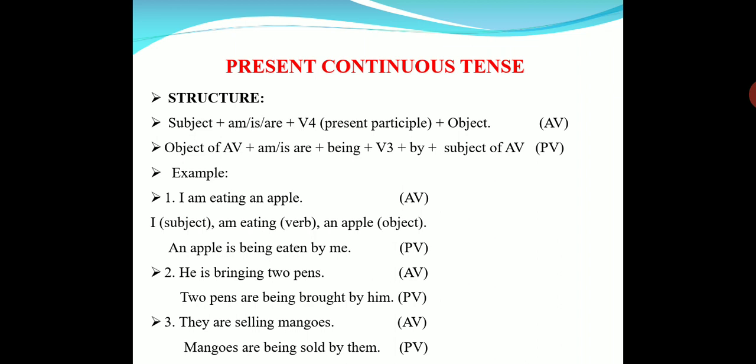Subject plus am, is, are plus V4. V4 means present participle. Past participle means V3. Present participle means nothing but the ing form of the verb. If teach is there, teaching. Learn is there, learning. Dance is there, dancing. Dancing is the V4. Okay, understood? Plus object. This is the structure of the present continuous tense in active voice.